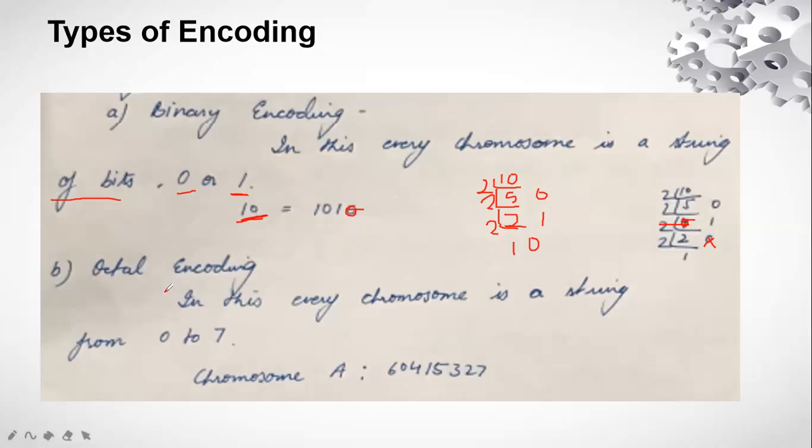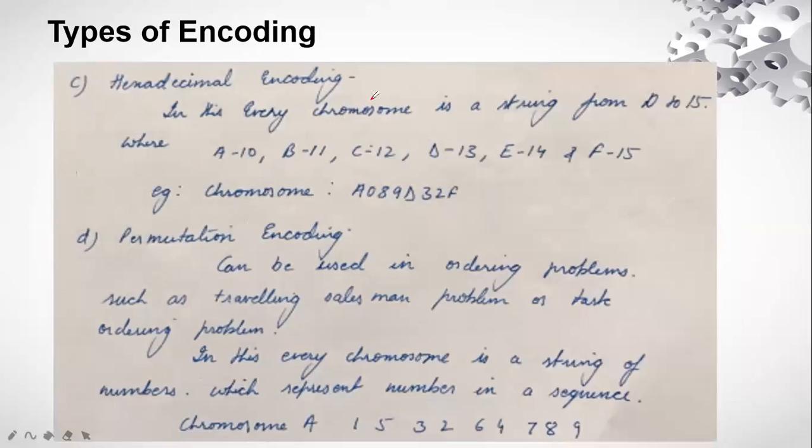Next one is octal encoding. What is octal encoding? In binary we were using only 2 forms, 0 and 1. In octal, we have 8 forms, represented by the values 0 to 7, that is 0, 1, 2, 3, 4, 5, 6, 7. That is why it is defined as octal. So a chromosome A can be defined with a string of 0 to 7, right?